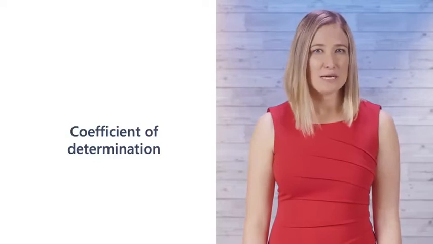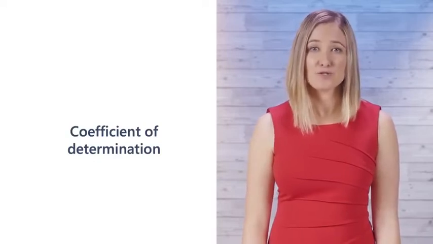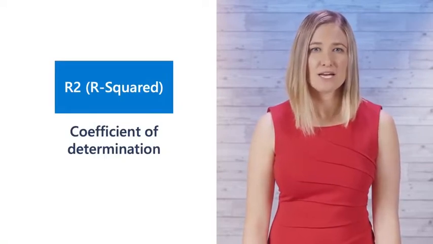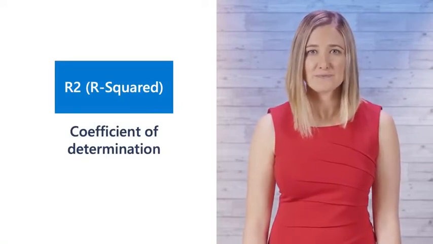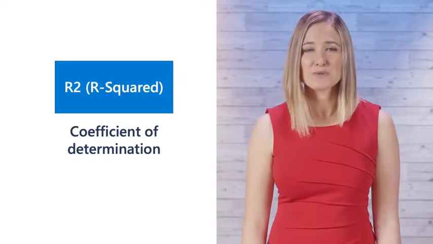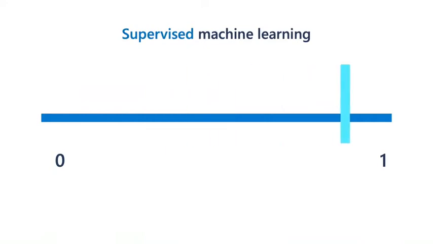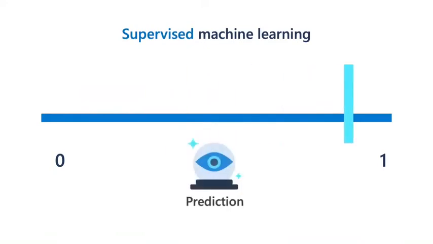There are many other metrics that can be used to measure loss in a regression. For example, R squared, which is sometimes known as the coefficient of determination. This is the correlation between x and y, squared. This produces a value between 0 and 1 that measures the amount of variance that can be explained by the model. Generally, the closer this value is to 1, the better the model predicts.